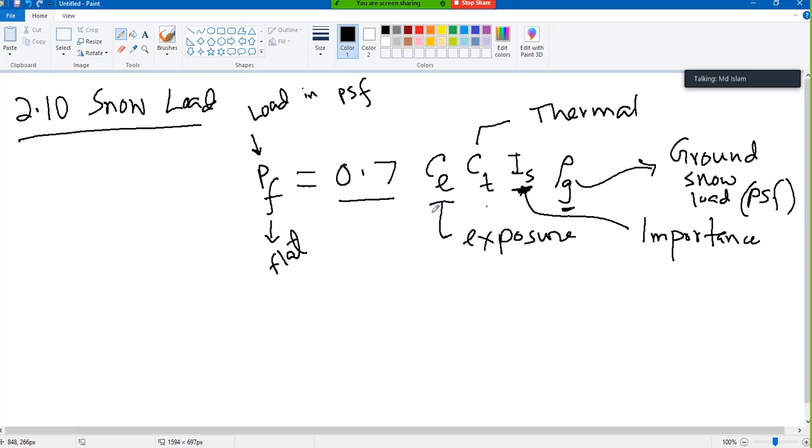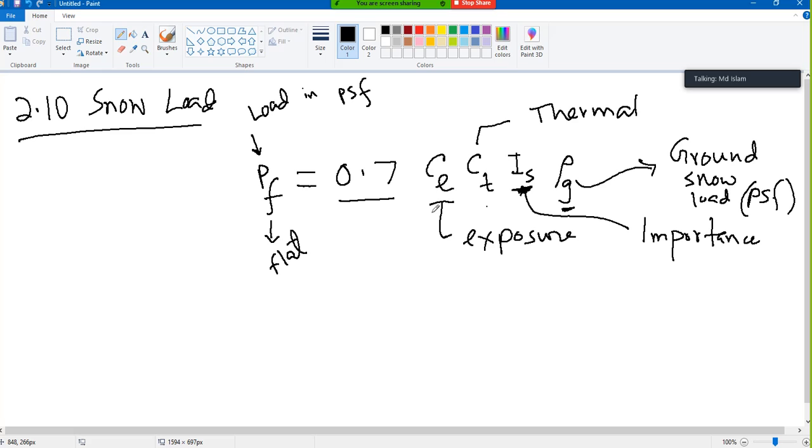What is the exposure coefficient? Exposure coefficient means how exposed your building is compared to your surroundings. Say your building is inside Denver, very crowded. In that case, what will happen? When there is wind, there will be less wind there. If there is less wind, there will be more snow on the roof. If there is more wind, the wind will take some snow away.